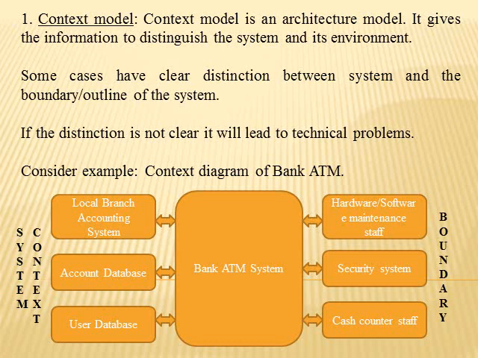By explaining this in one diagram, it is easy to understand what things are going to get involved between the system and its environment. It will give clear information about the project or the concept. So the first one is the context model. For one ATM, what things are involved, like components, what things are required. Here they have mentioned the account database and user database.